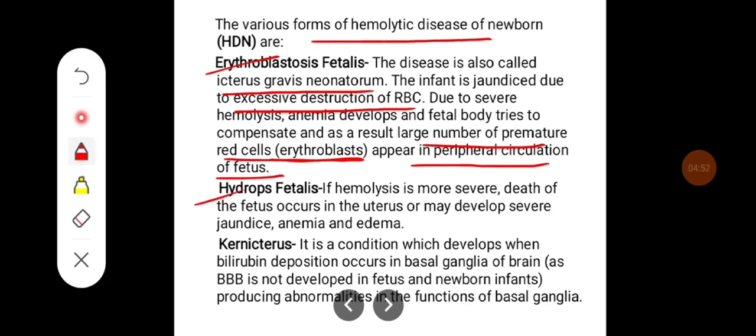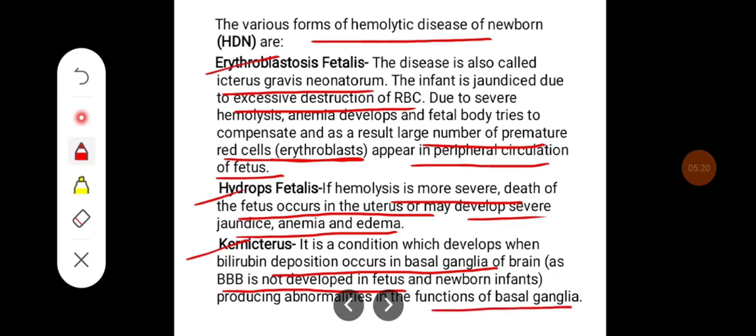Hydrops fetalis. If hemolysis is more severe, death of the fetus occurs in the uterus and may develop severe jaundice, anemia and edema. Kernicterus. It is a condition which develops when bilirubin deposition occurs in the basal ganglia of the brain, as the blood-brain barrier is not developed in fetus and newborn infants, which produces abnormalities in the functions of the basal ganglia.